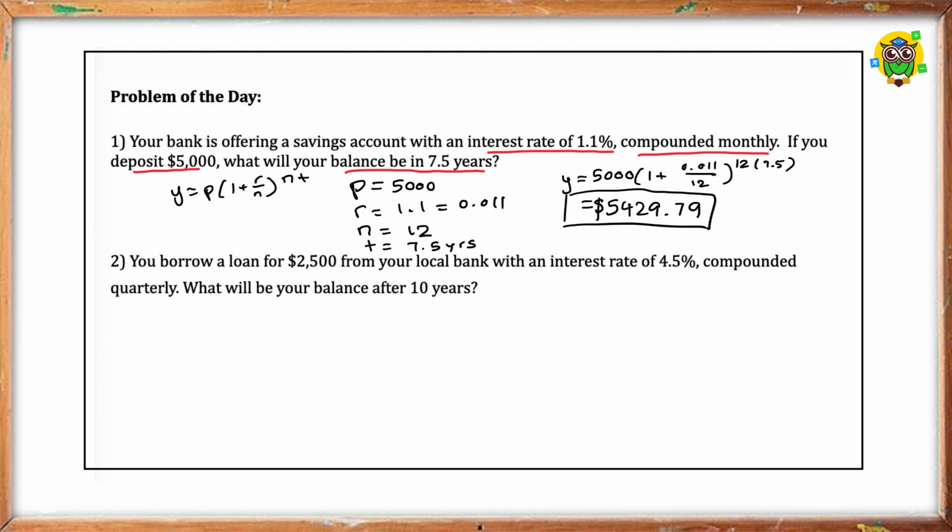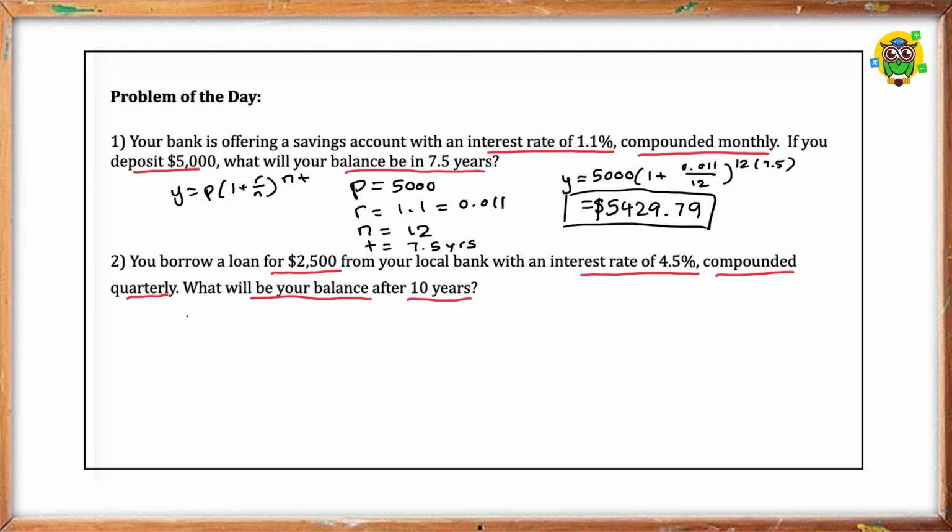Number 2, you borrow a loan for $2,500 from your local bank with an interest rate of 4.5% compounded quarterly. What will be your balance after 10 years? So we have a loan for $2,500, an interest rate of 4.5% compounded quarterly. We want to determine the balance after 10 years.